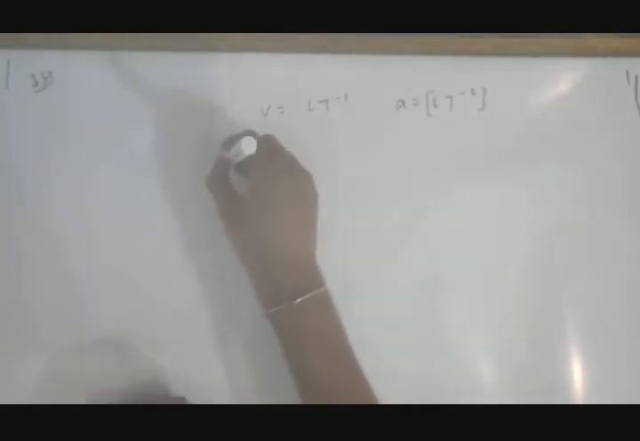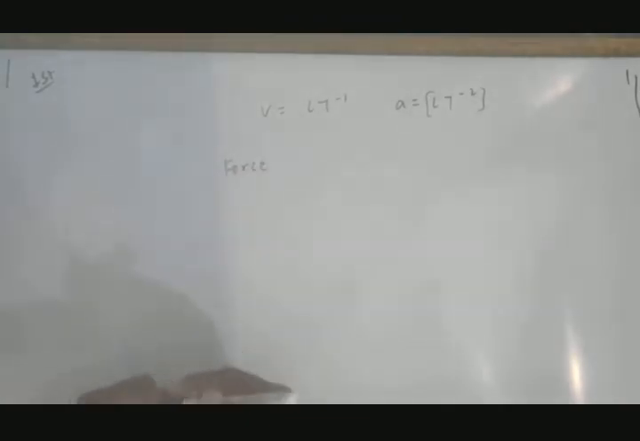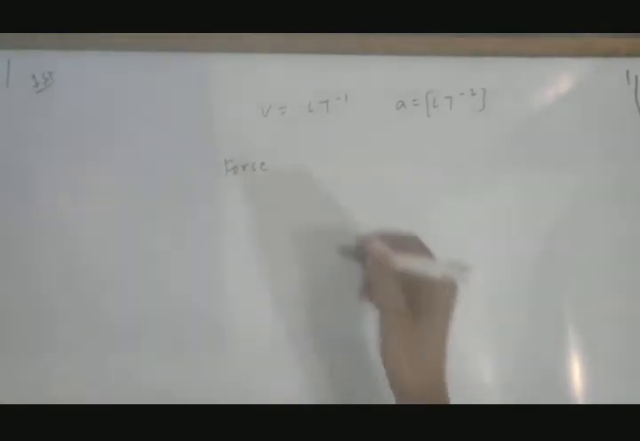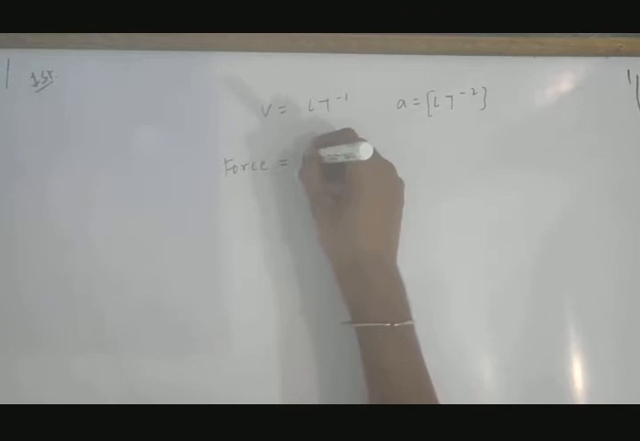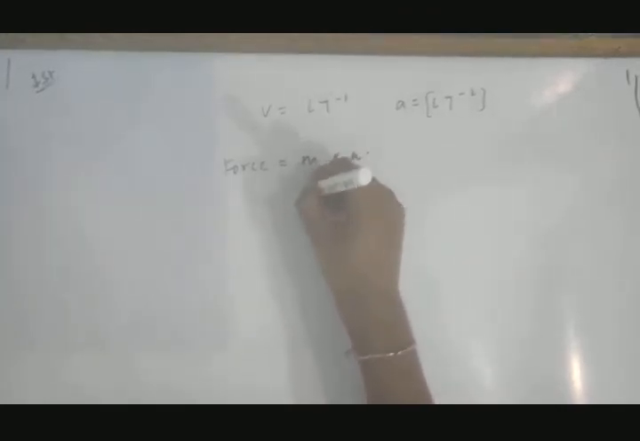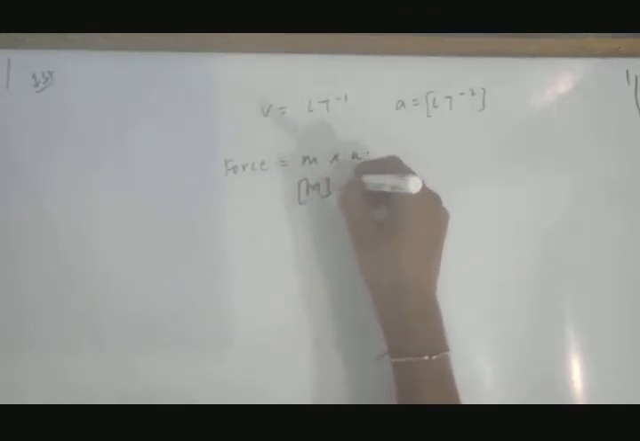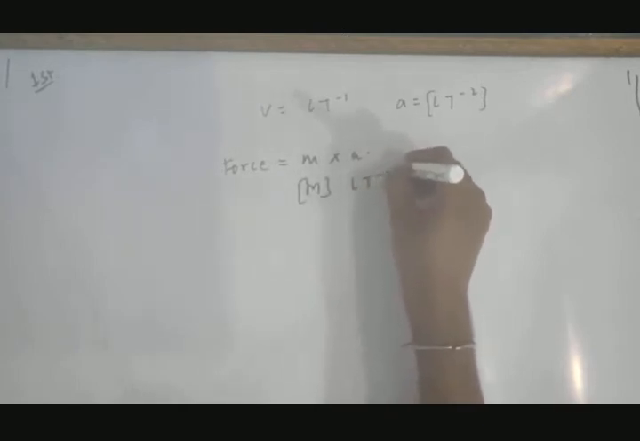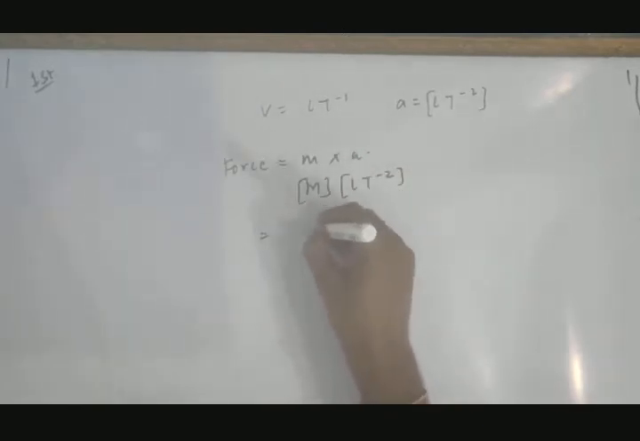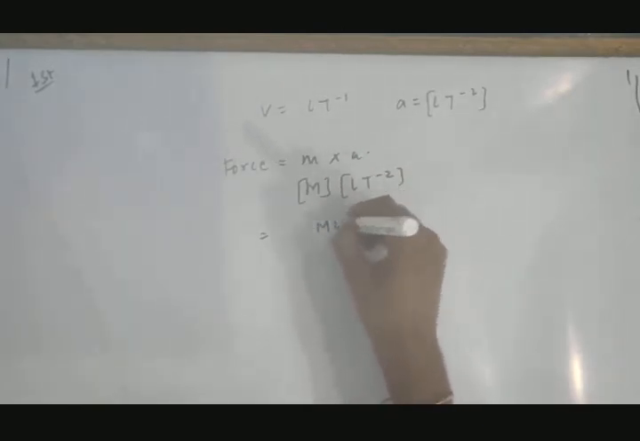Suppose we need to determine the dimension formula for force. How will you determine it? Simply, force has the formula mass into acceleration. Mass has the dimension M and acceleration has the dimension LT inverse 2. So overall the dimension formula for force is MLT inverse 2.